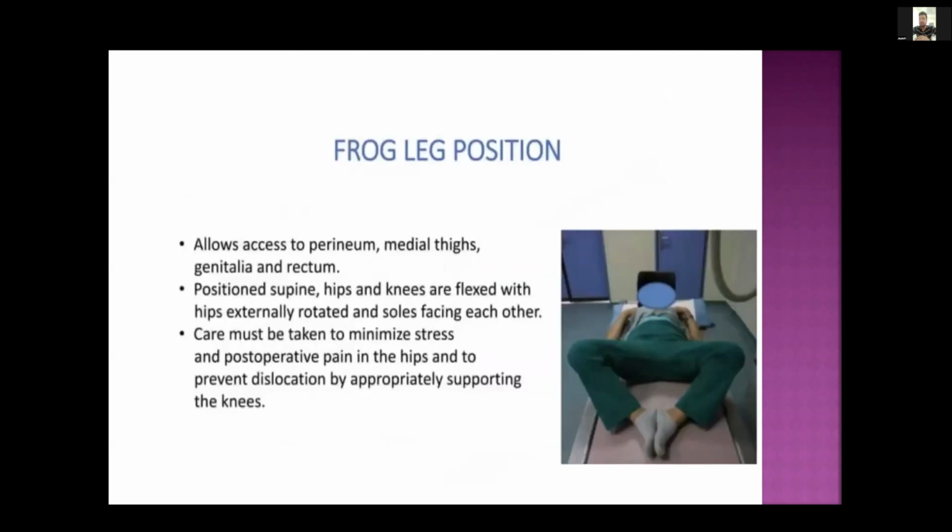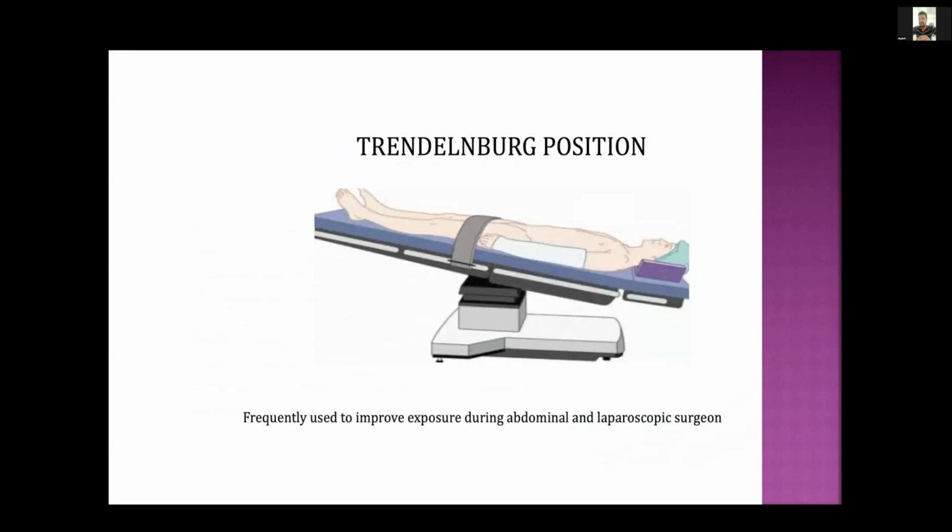It's the frog leg position. This position allows access to the perineum, medial thigh, genitalia, and rectum. The patient is positioned supine and then the hips and knees are flexed with hips externally rotated and soles facing each other. In this position, care must be taken to support the knees to minimize stress and postoperative pain in the hips and prevent dislocation.